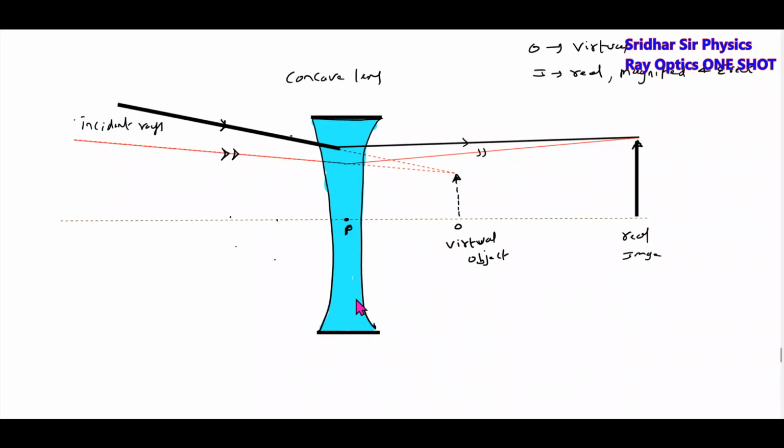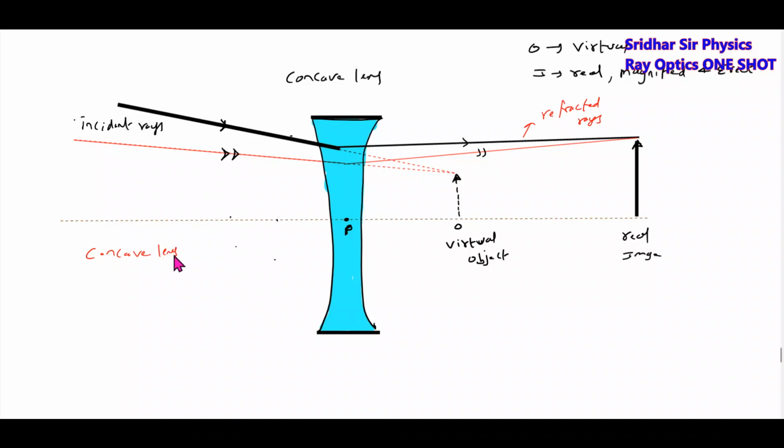Same concave lens. There is a virtual object. Then these are incident rays. They appear to converge at a point. So therefore, there is a virtual object. After refraction, the rays will converge at a point. If the refracted rays converge, real image. If the refracted rays diverge, virtual image. So what is this? These are refracted rays. And what's happening? They're converging. So therefore we'll get a real image. And what is the real image? Image will be real, magnified and erect.